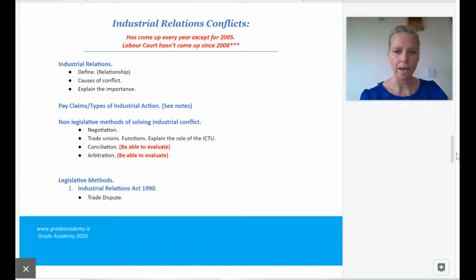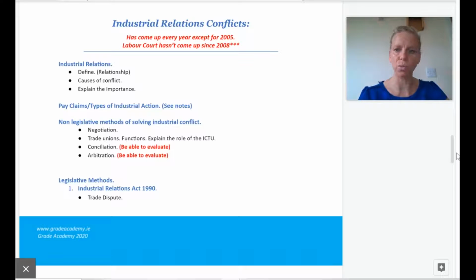So again, similar to the consumer conflict, we're going to look at the non-legislative methods of solving it. So we have negotiation. I'm going to come back to trade unions in a minute. We have negotiation, conciliation, and arbitration. So we have those three methods here. Now make sure you can evaluate each one of those, because I think the last time conciliation and arbitration came up, they looked for it to be evaluated.